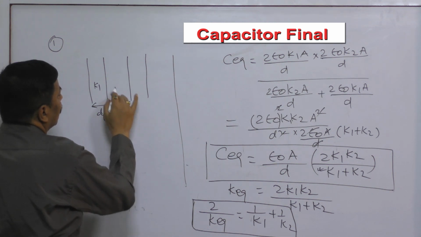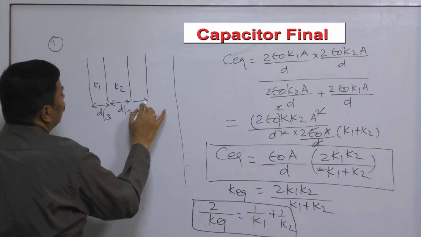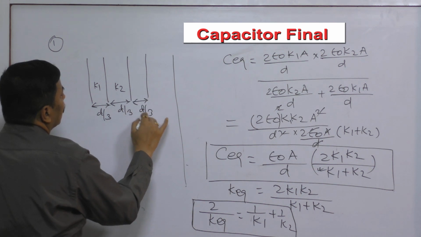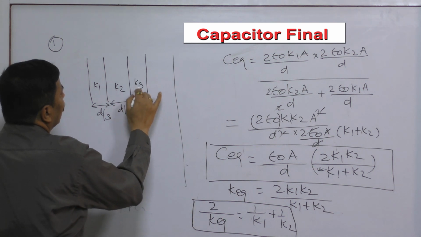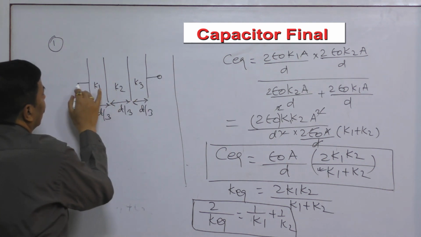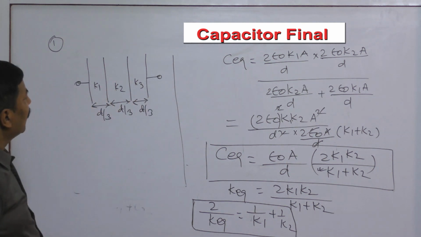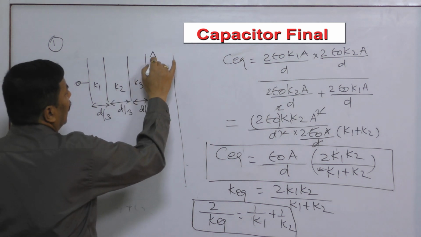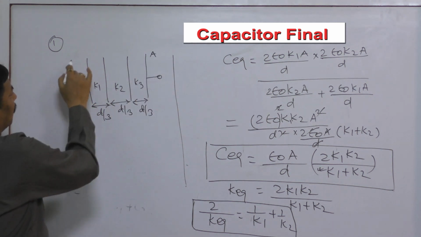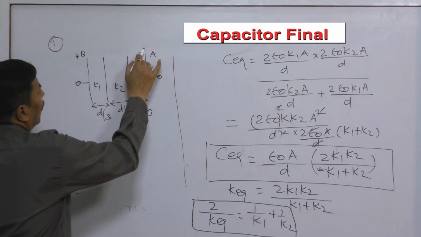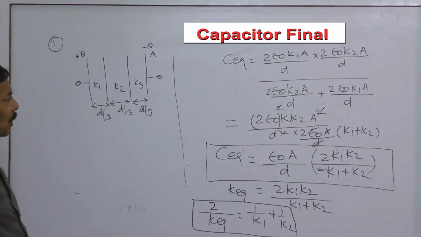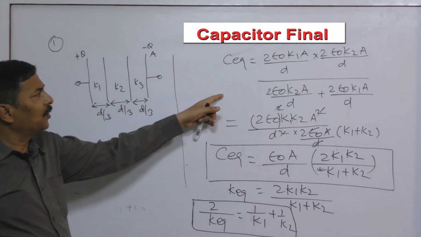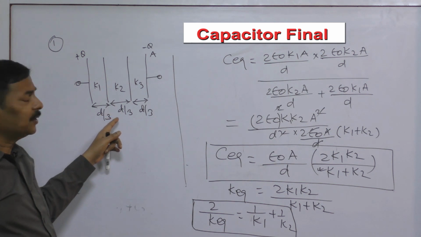this is K2, and this is D by 3, this is K3. This is the capacitor. Plate area remains the same. Here the plus Q charge is there, here the minus Q charge is there. So in the earlier case there were 2 dielectrics, and here there are 3 dielectrics.